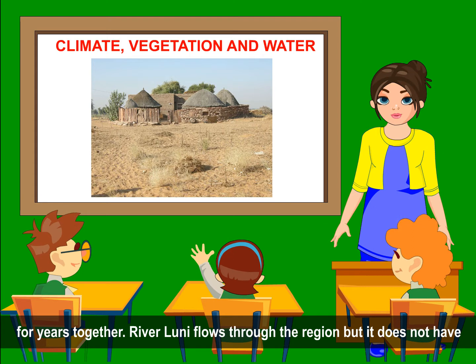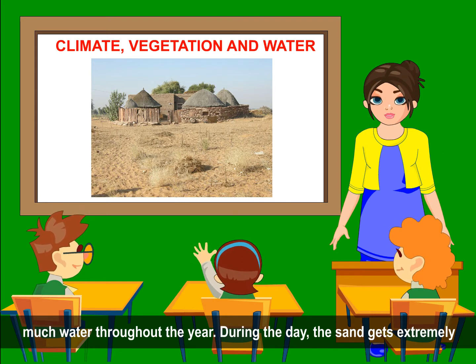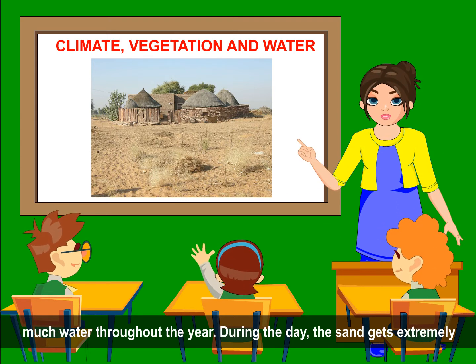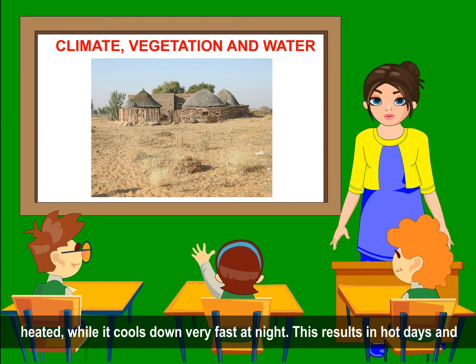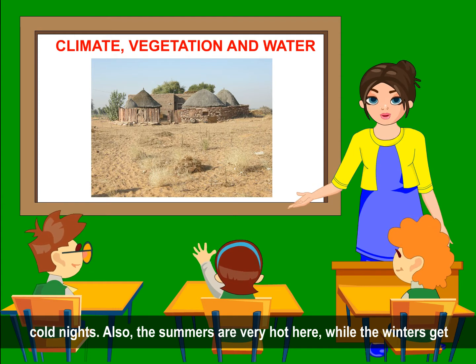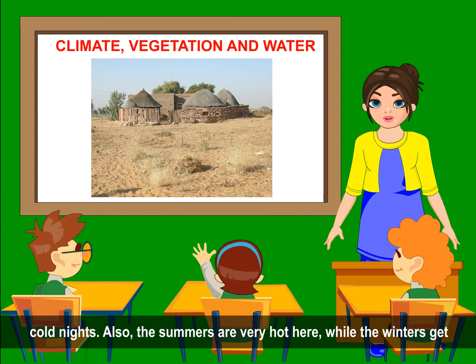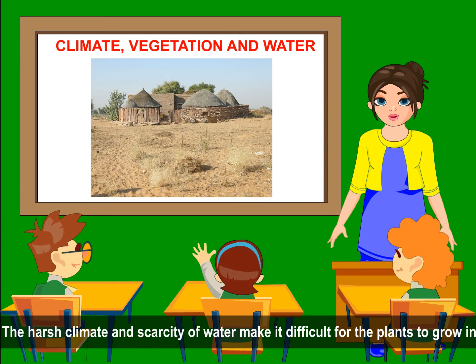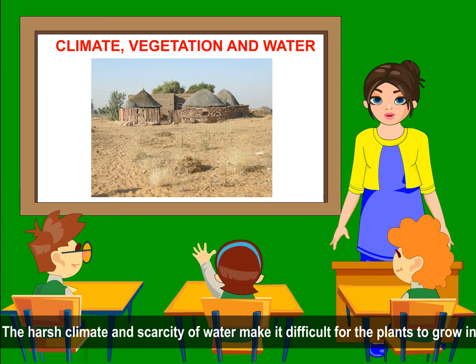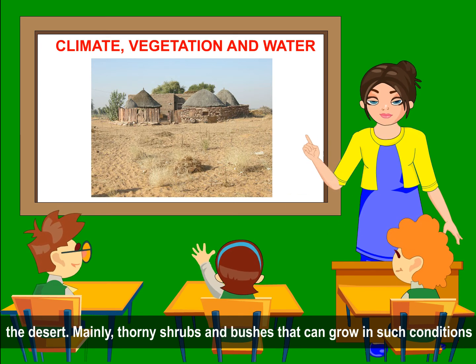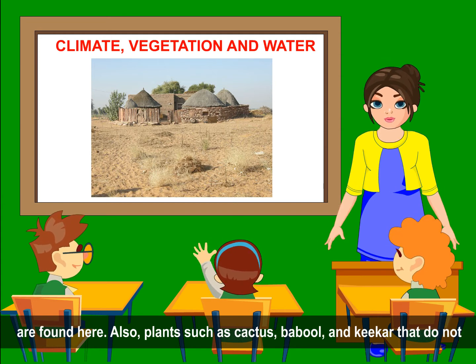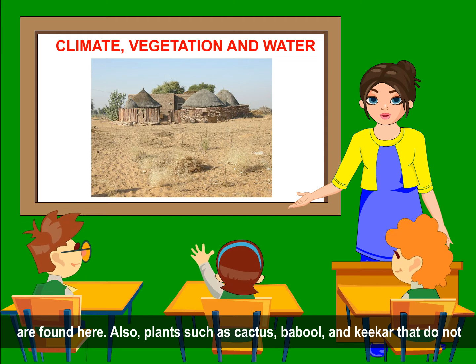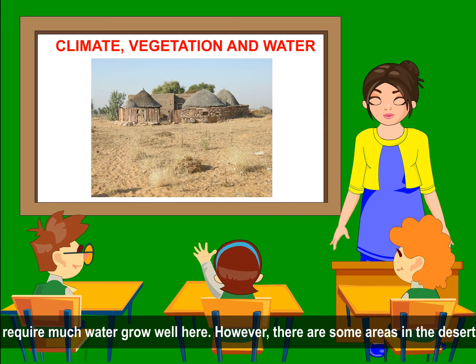The River Luni flows through the region but it does not have much water throughout the year. During the day the sand gets extremely heated while it cools down very fast at night. This results in hot days and cold nights. Also the summers are very hot here while the winters get extremely cold. The harsh climate and scarcity of water make it difficult for plants to grow in the desert. Mainly thorny shrubs and bushes that can grow in such conditions are found here. Also plants such as cactus, babool and kikar that do not require much water grow well here.